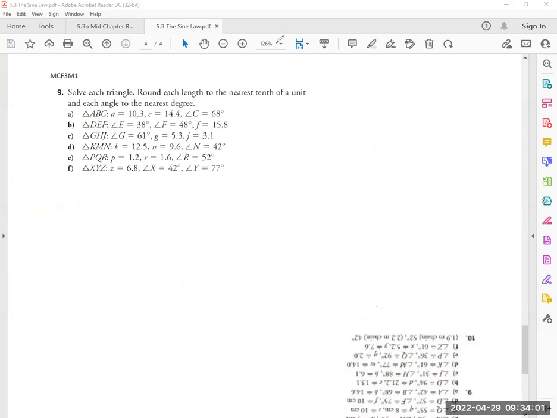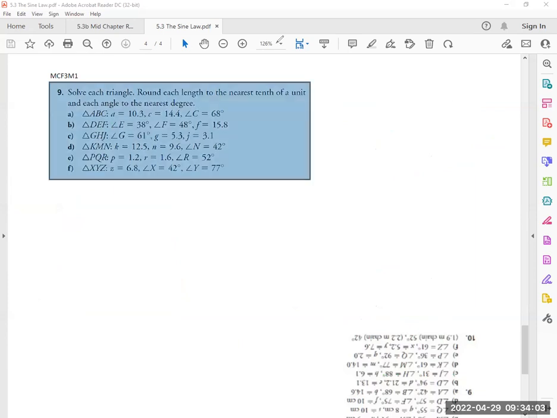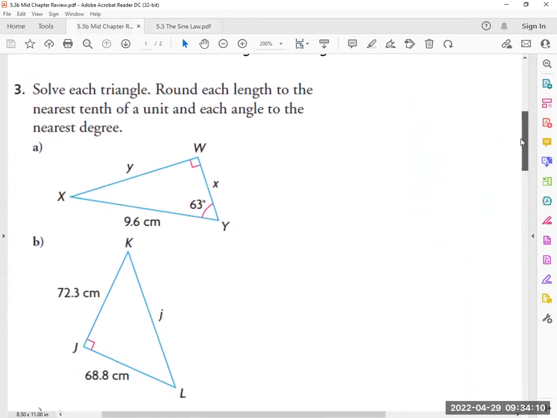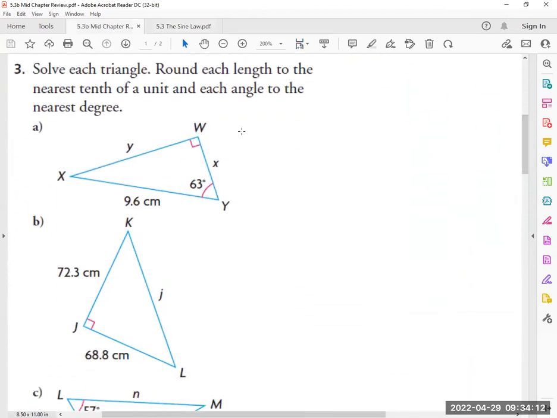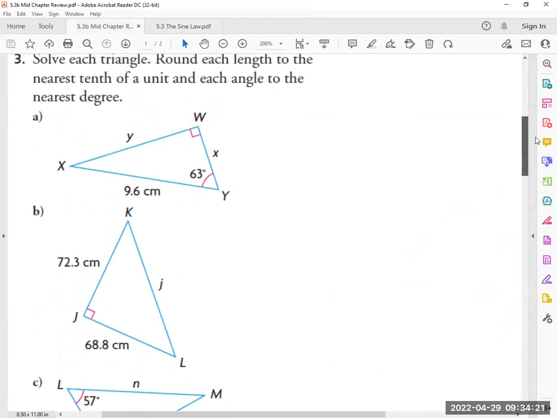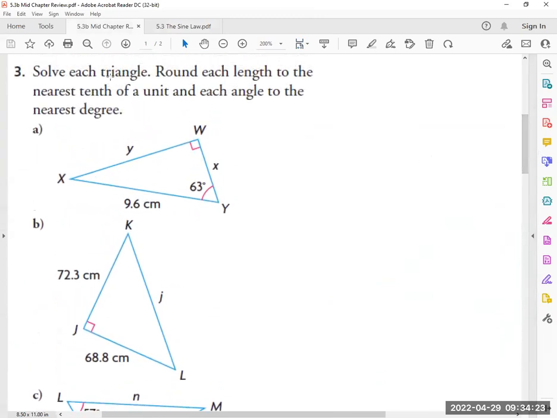The next piece I want to do today is the mid-chapter review. Going down, down, down. Here's a reminder that you still have to know how to do SOHCAHTOA, and here's a reminder you still have to be able to do some more questions. Here we go. Shall we? As a reminder for SOHCAHTOA, what do I notice? Number one, right angles. They are right angles, so we can use SOHCAHTOA.